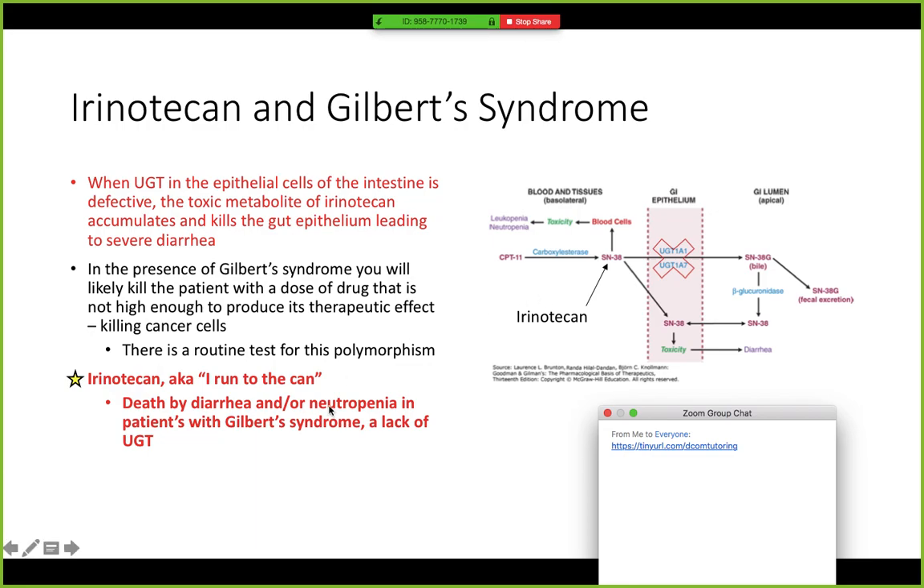So your trick to remember this is irinotecan, or I run to the can, and you could see this can actually be fatal. You can see death by diarrhea and/or neutropenia in patients with Gilbert syndrome, and that's due to that lack of UGT1A1, so they cannot break down the SN38, which is the toxic metabolite of irinotecan.